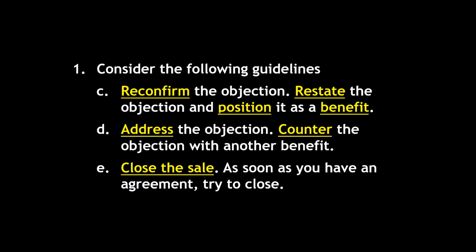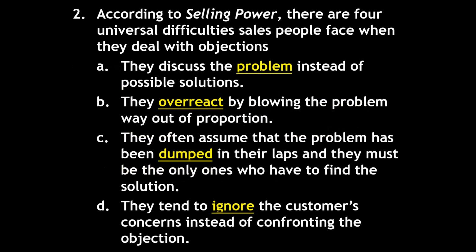finalize things. According to Selling Power, there are 4 universal difficulties that salespeople face when they deal with objections. And here's the list that Selling Power provides. First, they discuss the problem instead of possible solutions. It's okay to acknowledge the problem. You want to do that, but dealing with the problem on the problem level is not going to be very effective in helping you to close the sale. Deal with answering the problem and creating the answer to how to solve the problem.